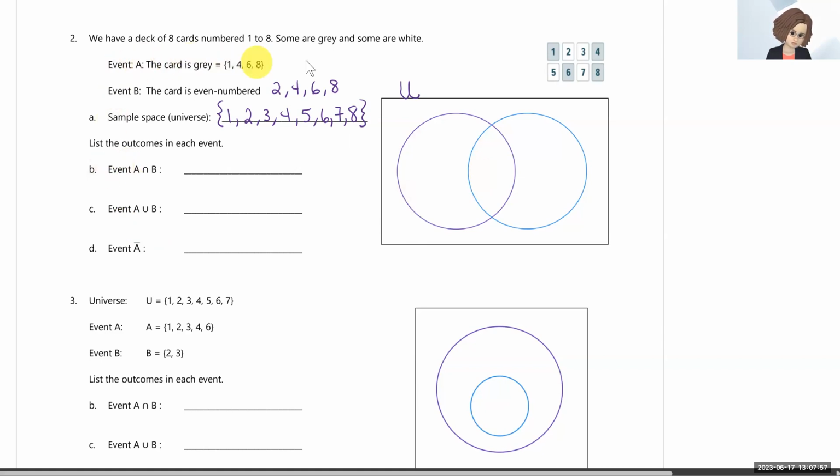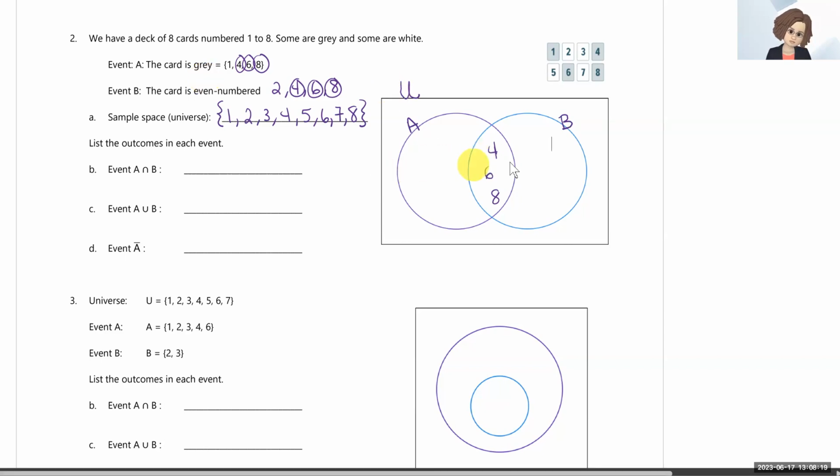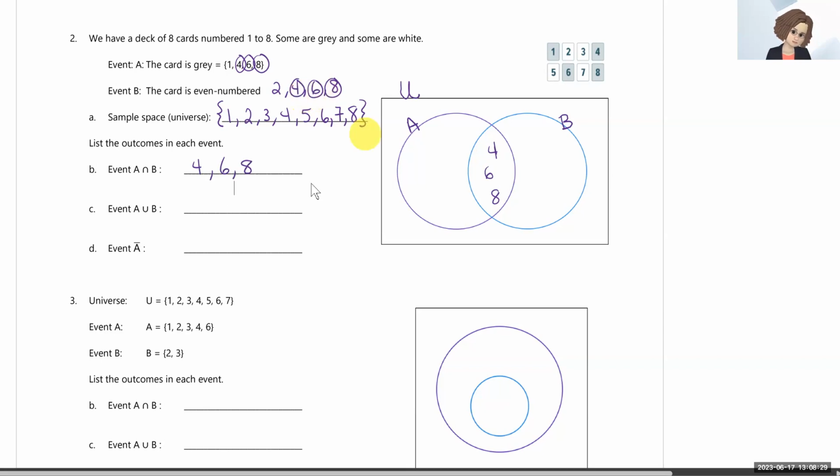So if I look at these two events and what they share, what they have in common, they both have a 4, they both have a 6, they both have an 8. So 4, 6, and 8 would be part of event A and also be part of event B. So those are common to both of the events. So I'll write those over here. So 4, 6, and 8. All right, so that's the intersection symbol.